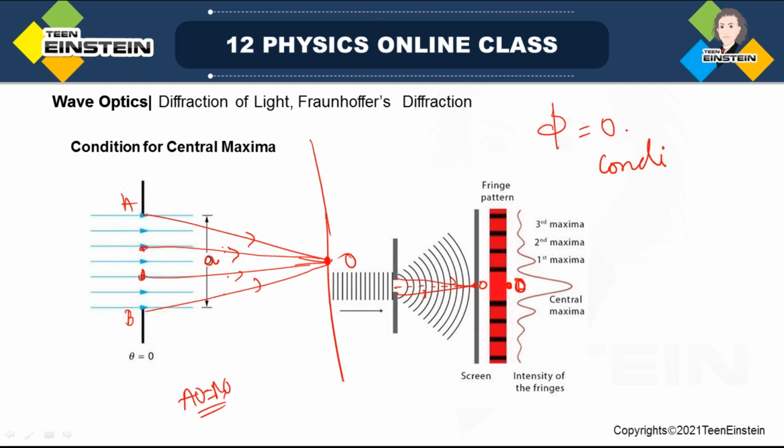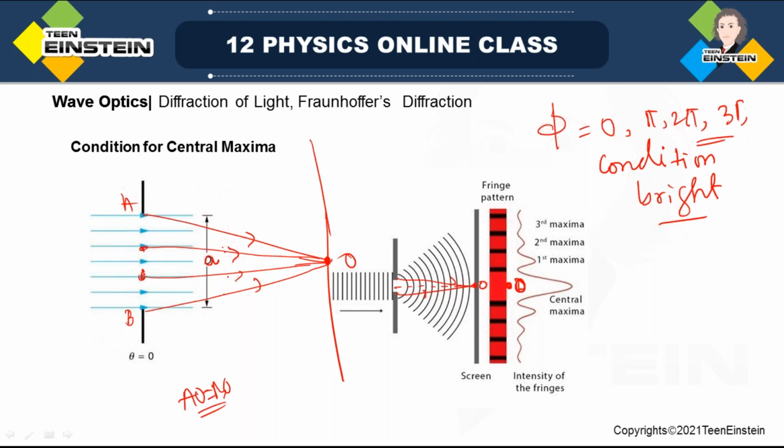The condition for this is phi is equal to 0. Phase difference 0, then any pi, 2 pi, 3 pi, 4 pi. This we have learned. This is the condition for bright fringe or constructive interference. So you'll see a bright region. And why is this so wide? Because everywhere on the slit will send light to this point.